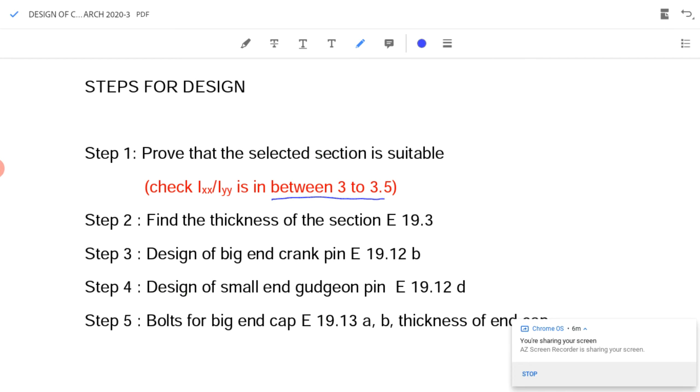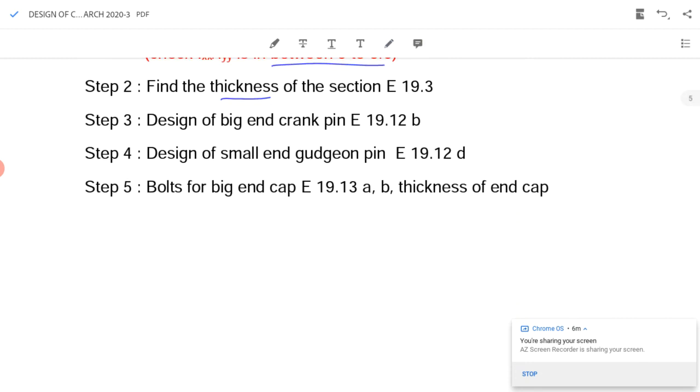After finding that, we need to design the section. We need to find the thickness of the section. The third and the fourth steps include the design of the crank pin and the piston pin, and the fifth step is to design the end cap and the thickness of the bolts. So, we have to design the bolt and the thickness of the end cap.